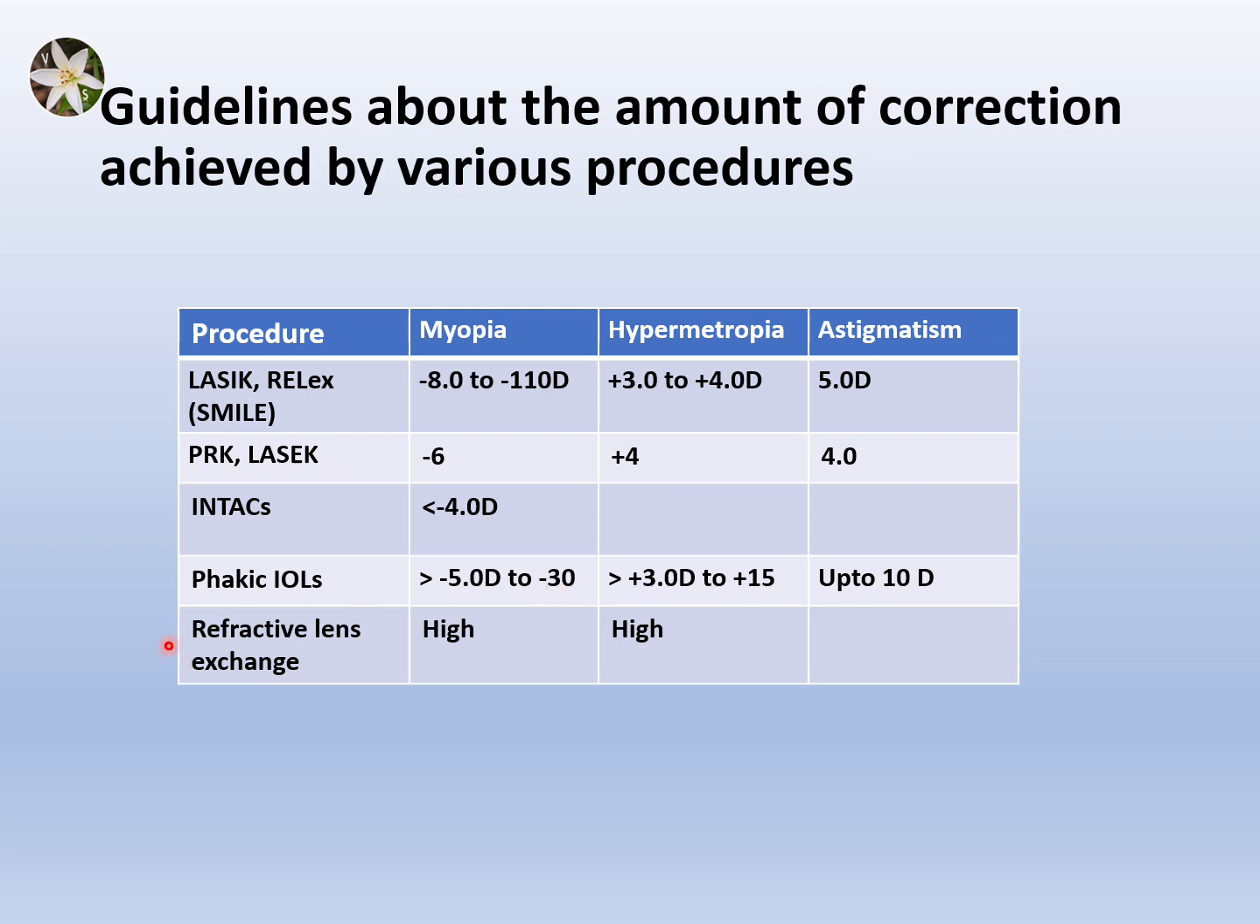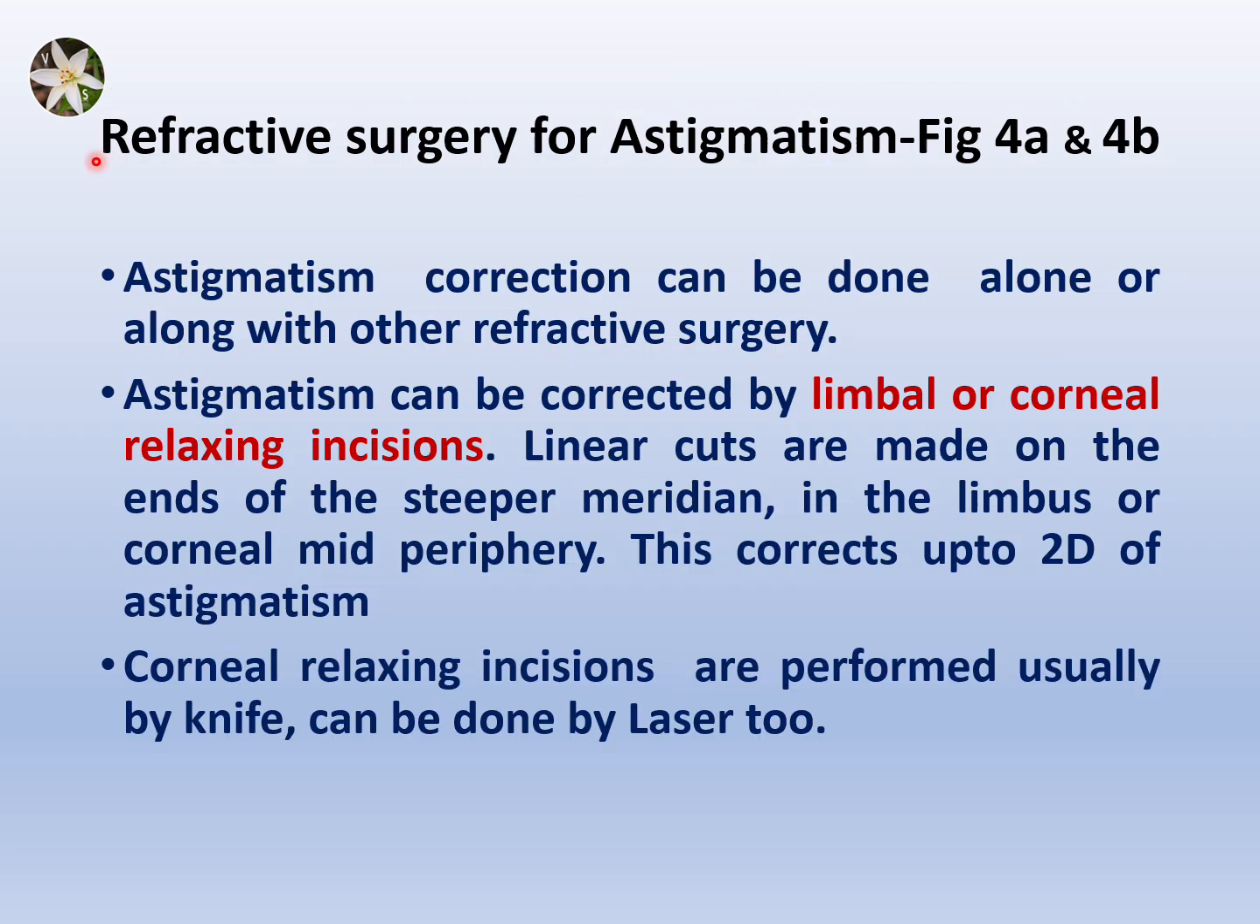The refractive lens exchange is obviously a choice for very high errors, in which the clear lens is extracted and is replaced by an intraocular lens implant. Refractive surgery for astigmatism is illustrated in figure 4a and 4b. Astigmatism correction can be done alone or along with other refractive surgery.